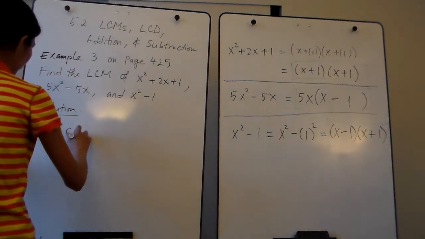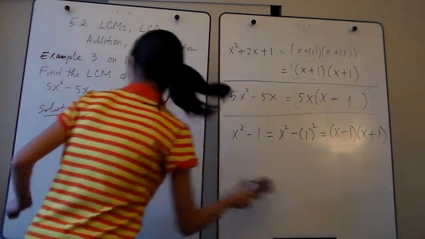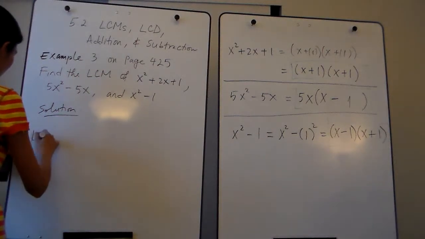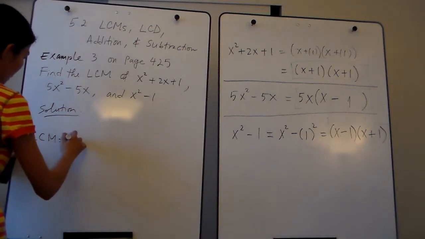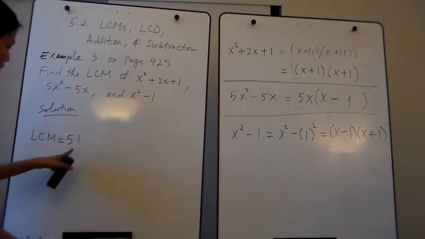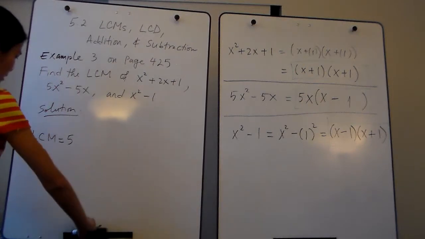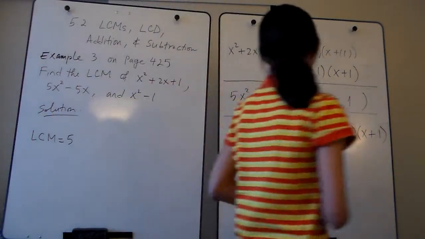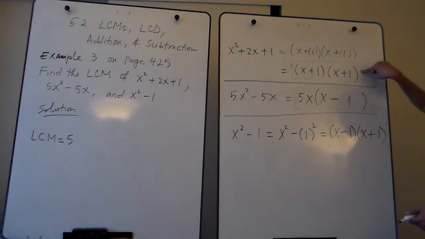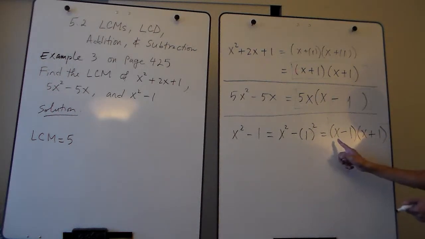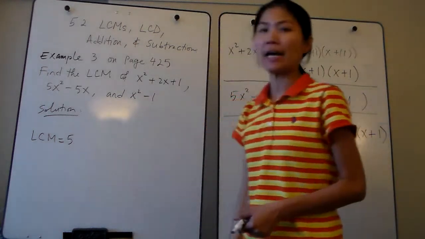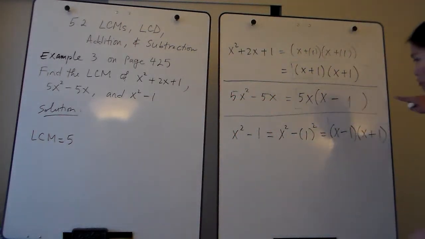So LCM, let me make more space. So LCM is equal to 5. Okay, you can write 1 if you want, but 5 times 1 is 5. Because we list out all the factors, you don't need to list out. Again, 1 is the coefficient of this first expression, and 1 is also the coefficient of this expression. We don't need to list it out because 1 times 5 is 5, okay? And 5 is the coefficient of this second expression. Now we're done with the coefficient.